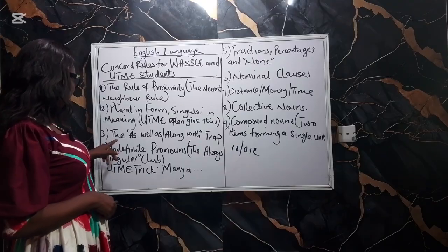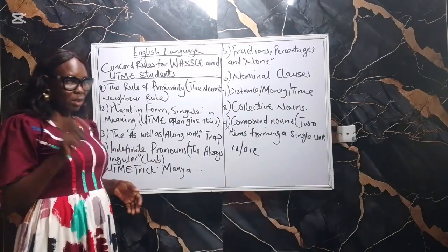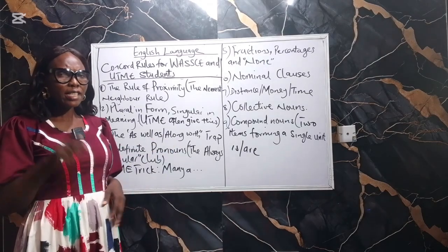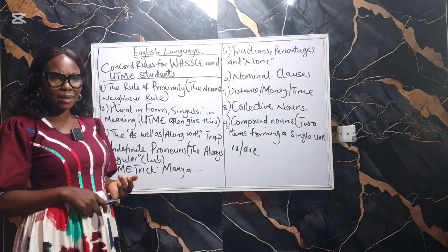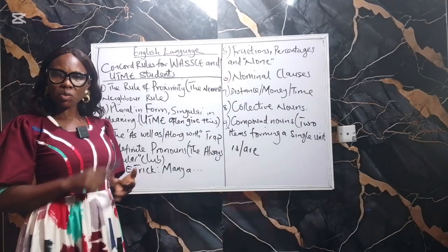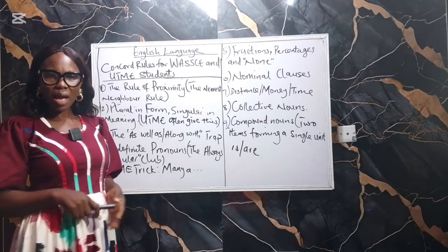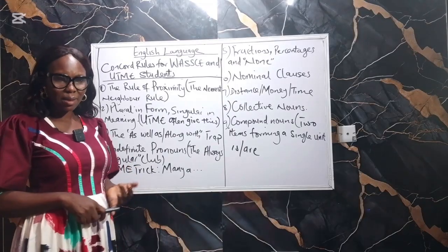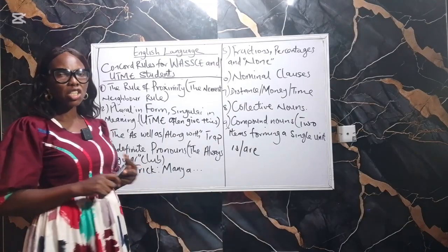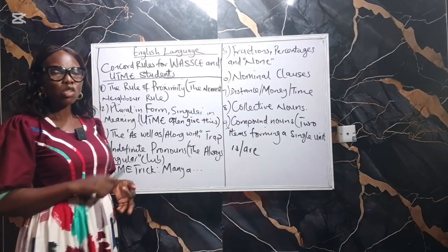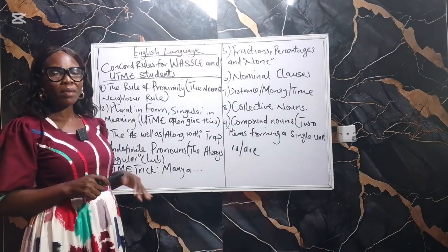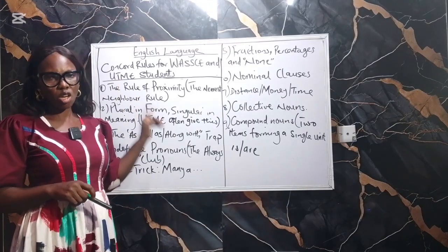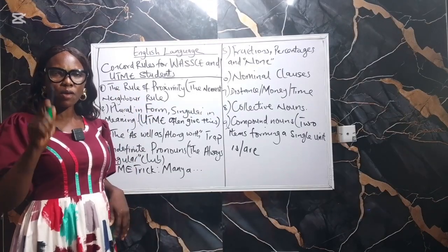Then we also have the as well as, along with trap. When you have these phrases: as well as, along with, together with, in addition to, accompanied by. Let me mention them again: as well as, along with, in addition to, accompanied by, together with. Once you see them, the verb will agree with the first subject.